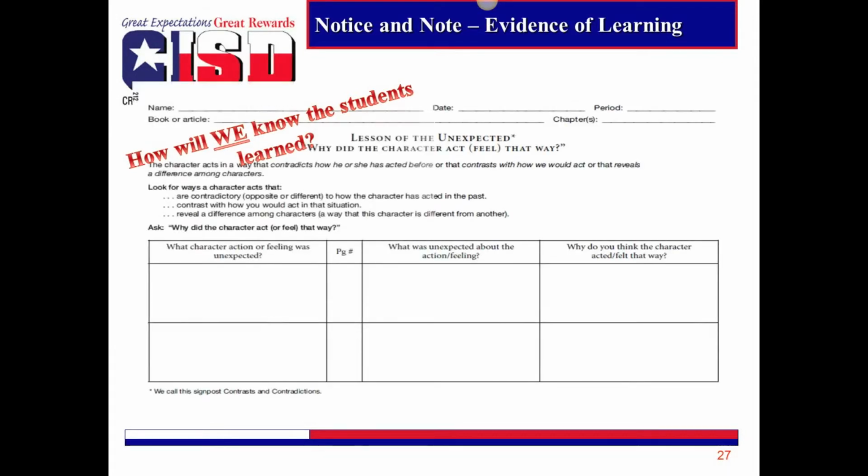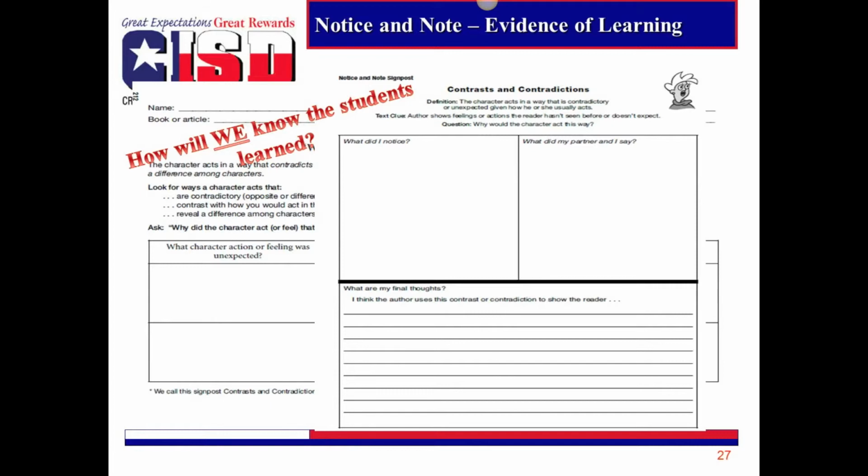The Notice and Note evidence of learning. Each signpost has several graphic organizers students can use to show their evidence of learning. This is an example graphic organizer of contrasts and contradictions. It serves as both a scaffold for learning and demonstration of learning because it has the text clues students look for to identify the signpost, as well as the anchor question to stimulate their deep thinking.